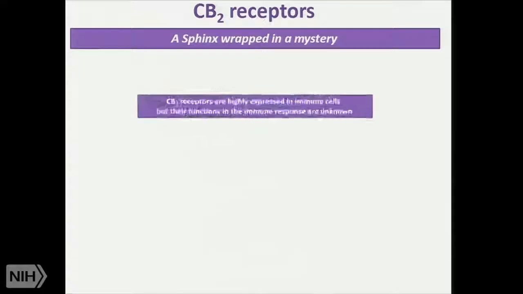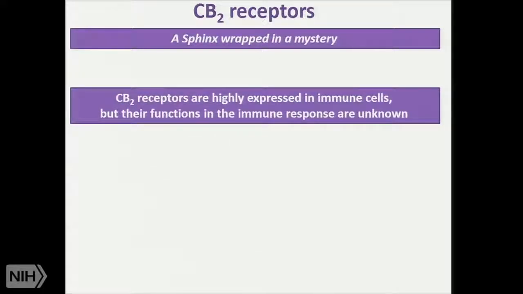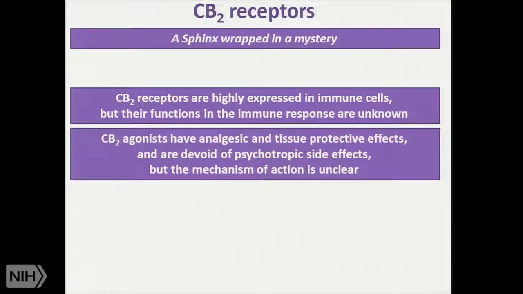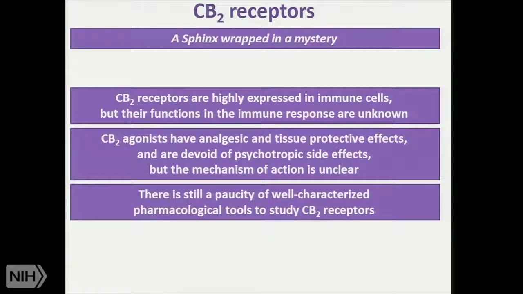The CB2 receptor, to which I move now, is, to paraphrase Oscar Wilde, a sphinx wrapped in a mystery. We have seen that it is highly expressed in immune cells. Its functions, however, are unknown. Activation of this receptor is analgesic, anti-inflammatory, and tissue protective, but the mechanism of action is unclear. Most importantly, we do not have good probes to study this receptor, and therefore more work is needed before we can definitively describe its actions.